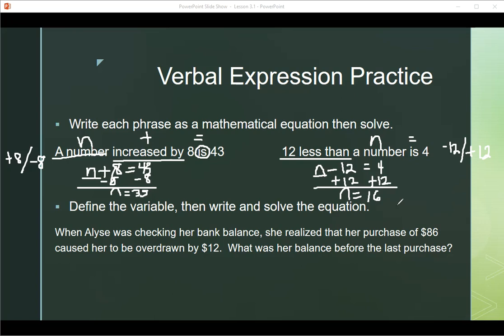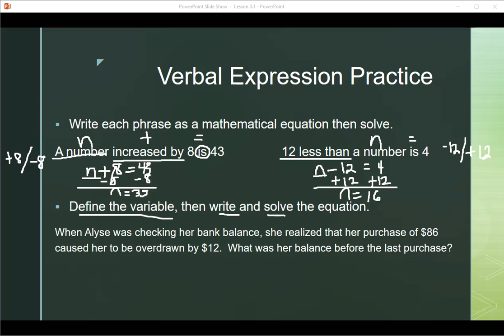For our final one, we have a word problem where it asks us to both define the variable and write and solve. So we've just done write and solve. Now we have to define the variable. What that means is say what the variable is representing or what it stands for. So let's read the problem. It says, when Elise was checking her bank balance, she realized that her purchase of $86 caused her to be overdrawn by $12. What was her bank account before the last purchase?